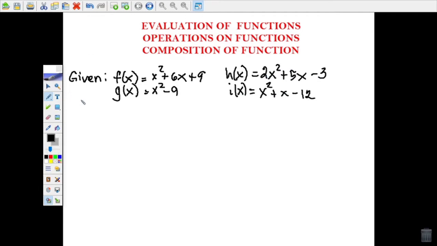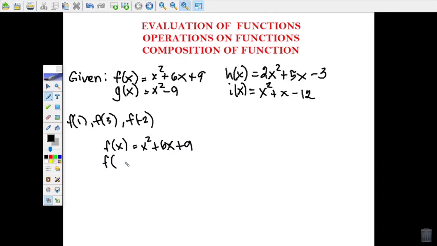Okay, so for evaluation of function, let's say for example, we are asked to find f of 1, f of 3, f of negative 2. Okay? So, paano gagawin yan? So, first, kopyahin muna natin yung f of x sa taas. Okay? So, f of x is equal to x squared plus 6x plus 9. Okay? To evaluate the function, ang unang pinapahanap na sa atin is f of 1.